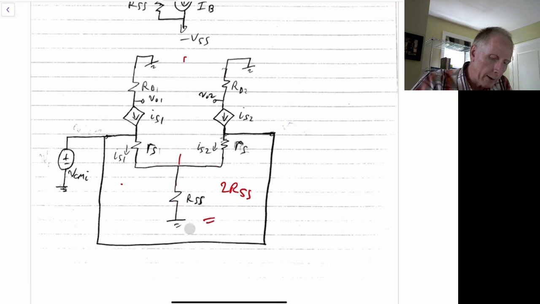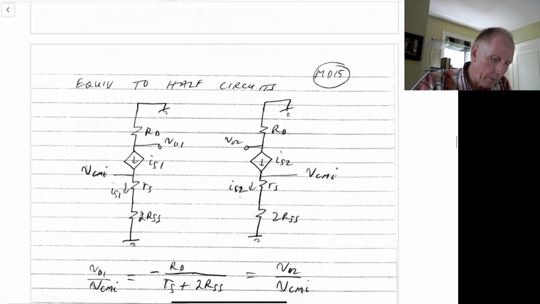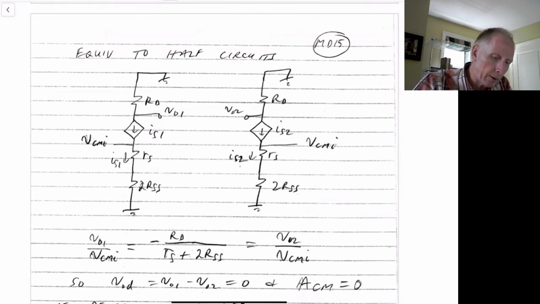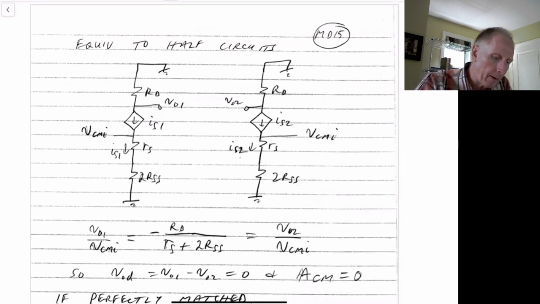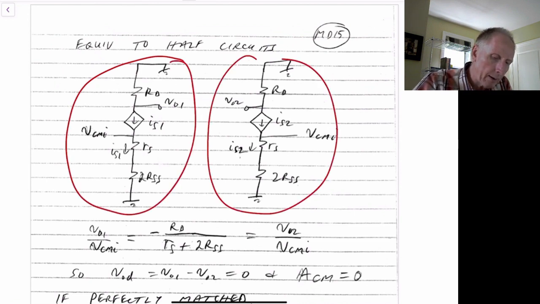So we can take one side and draw that out as our balanced circuit. It's equivalent to our half circuits shown here. So this is one side, this is the other side. If you notice, this has become 2R sub SS, as I discussed above.